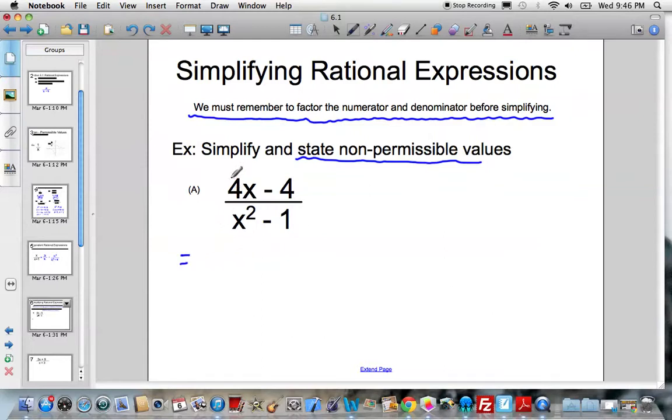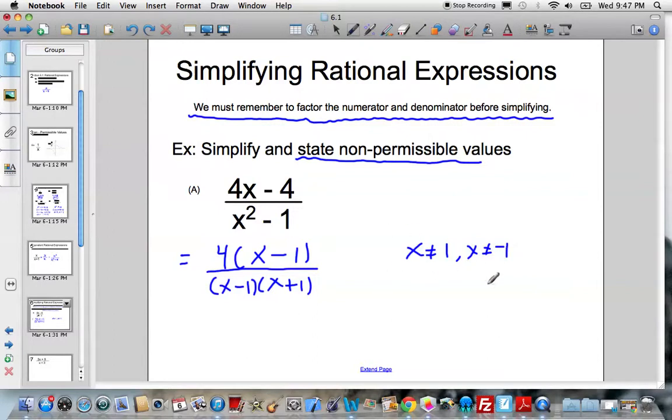Alright, so if you look at this guy, I can factor a 4 out of it. So I'm left with 4 times x minus 1. Like I said to you guys in class many times, when you do this, do a quick mental check that if I multiplied back through, I'd get what I started with. And the bottom here, again, is a difference of squares. x squared minus 1, you've got a perfect square and a perfect square. So you end up with x minus 1 times x plus 1. So if you look at the bottom, my non-permissible values are x cannot equal 1, x cannot equal negative 1.